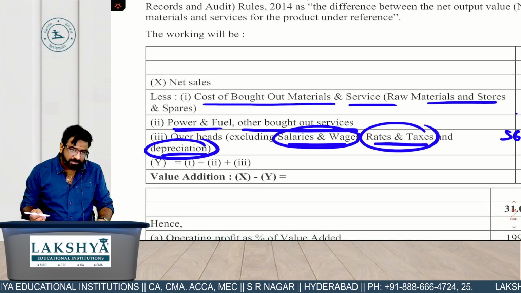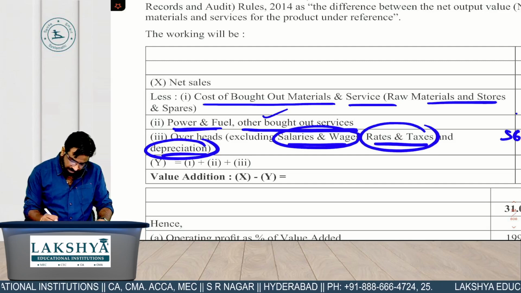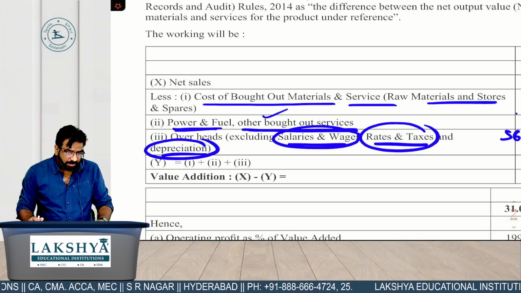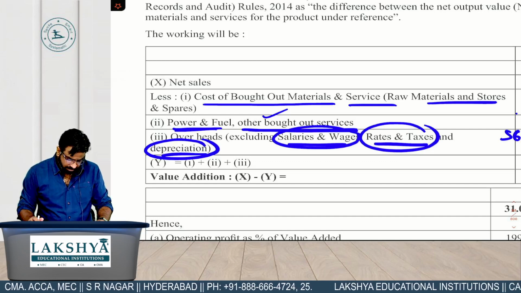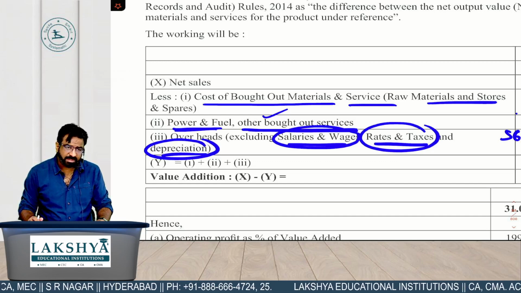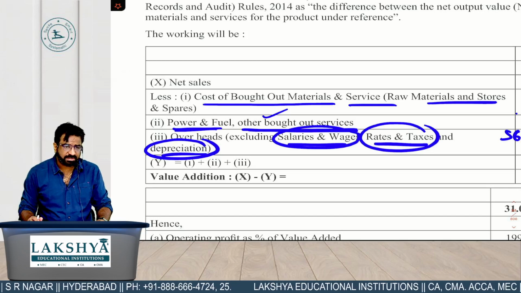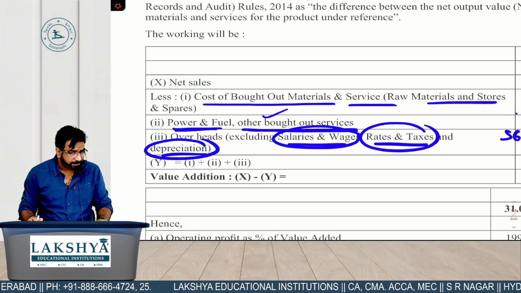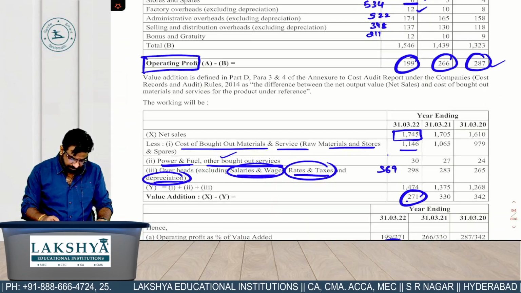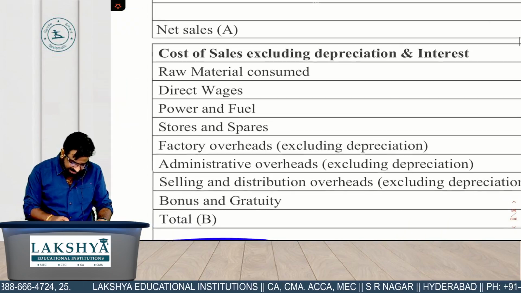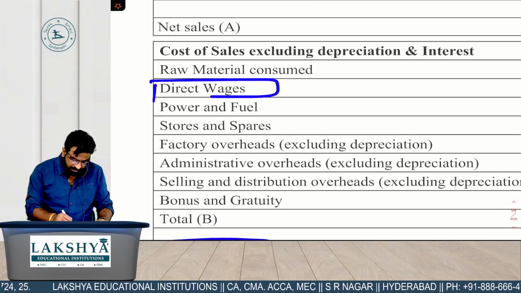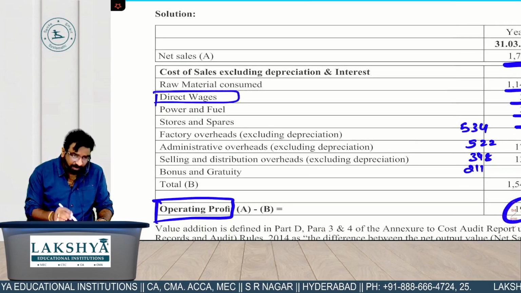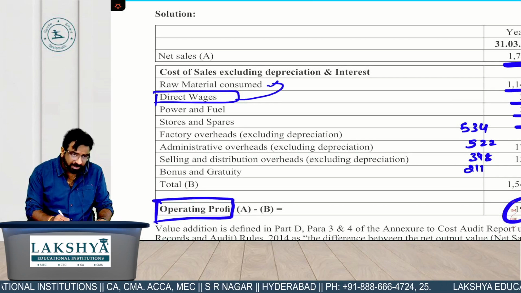Power and other bought out services. Yes, why we are not including salaries and wages? You are asking this one. Direct wages are not being included. What is the reason? क्योंकि it is for the value addition, it is already being included in the raw material consumed.